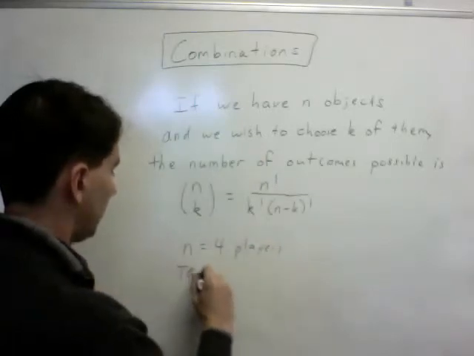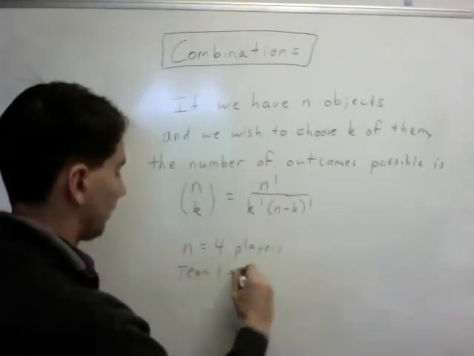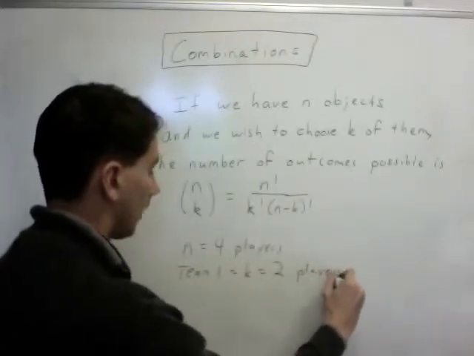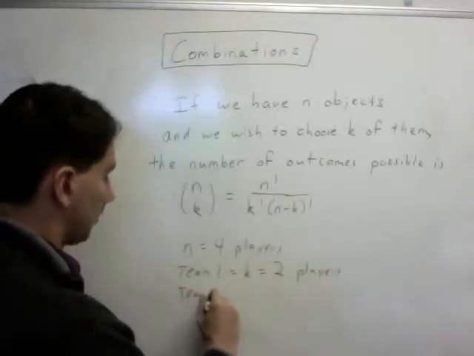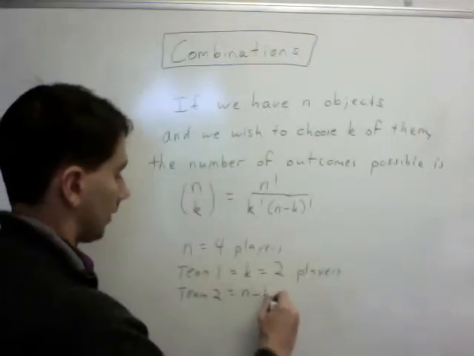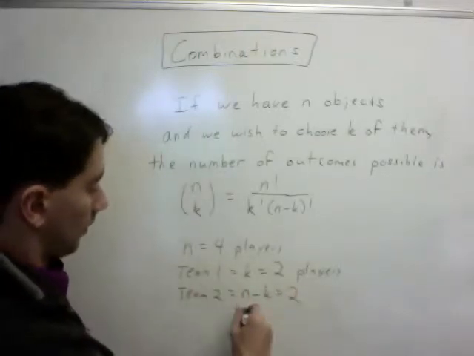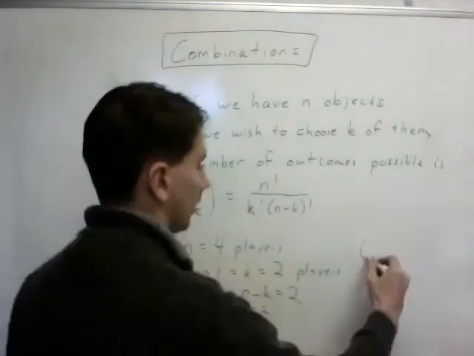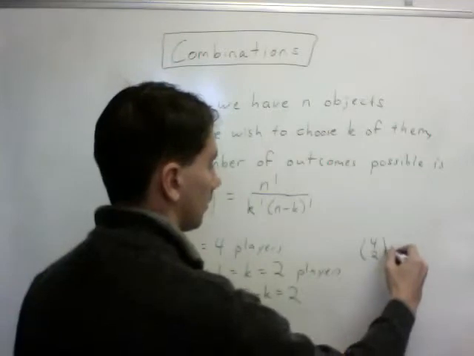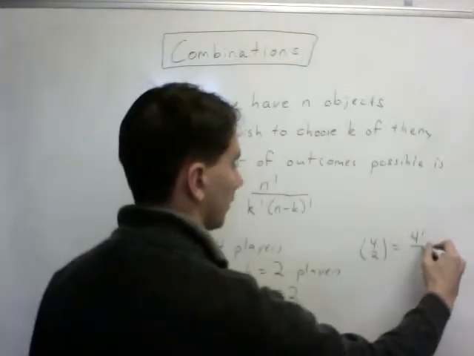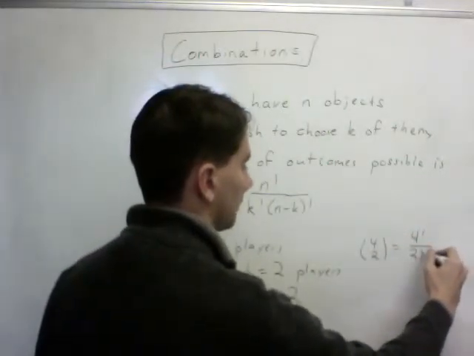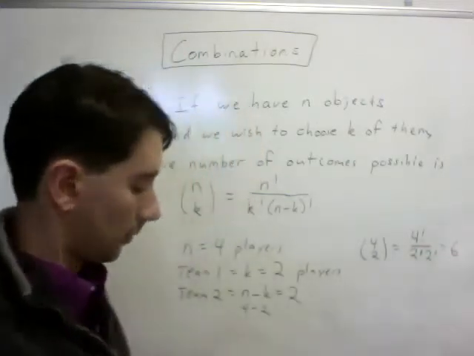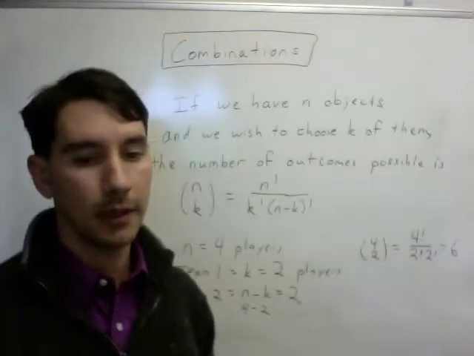So for the previous example, we had n equals 4 players. We had team 1 equals k equals 2 players. And then team 2 was everyone else who wasn't on team 1. So team 2 was the n minus k, which is also 2. Because notice that this is 4 minus 2, which equals 2. So when we go to plug in this formula, 4 choose 2, we get 4 factorial divided by 2 factorial times 2 factorial, which equals 6. So that's how we compute that there are 6 different unique teams that we can make.